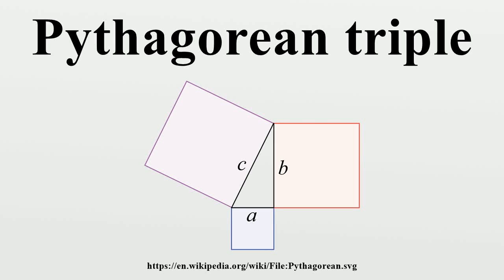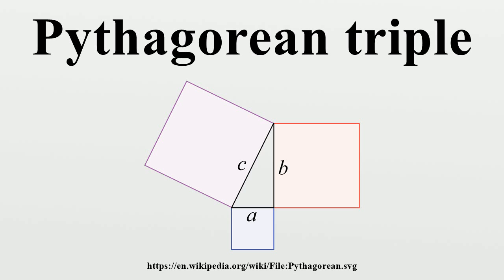A Pythagorean triple consists of three positive integers a, b, and c, such that a² + b² = c². Such a triple is commonly written (a, b, c), and a well-known example is (3, 4, 5). If (a, b, c) is a Pythagorean triple, then so is (ka, kb, kc) for any positive integer k. A primitive Pythagorean triple is one in which a, b and c are coprime. A right triangle whose sides form a Pythagorean triple is called a Pythagorean triangle.